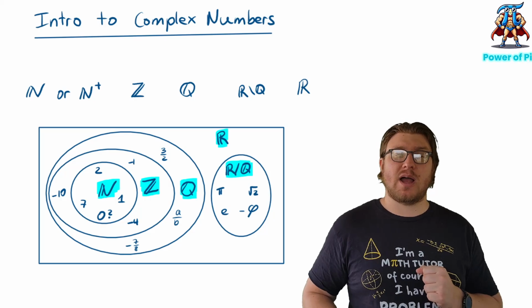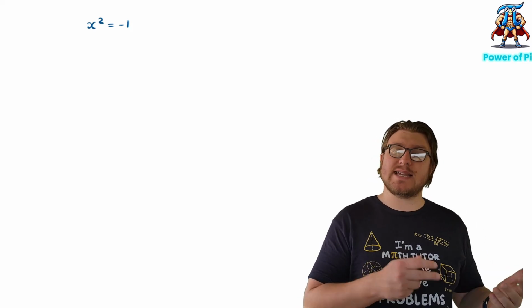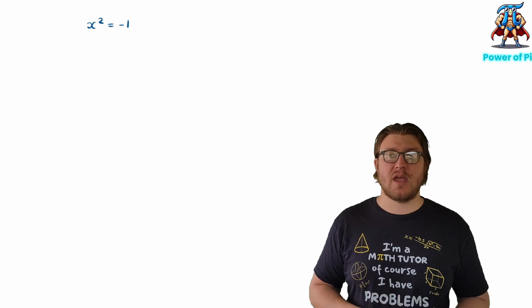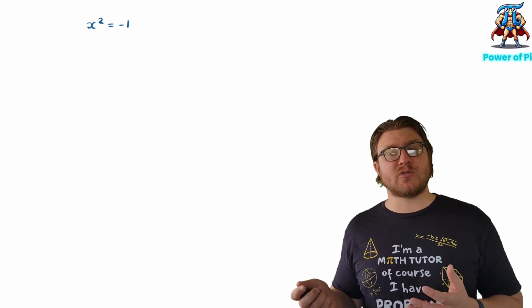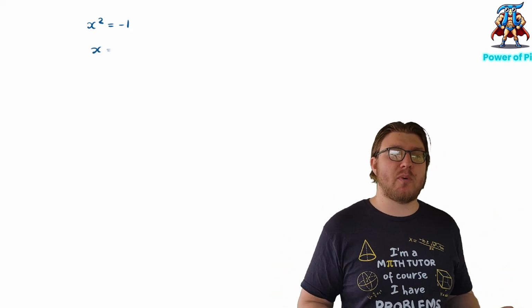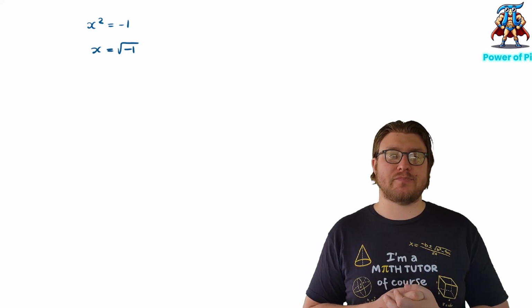However, unfortunately, we're not done. Let's have a look at this equation here. We have x squared is equal to -1. What are the solutions to this? Well, we have a squared, so let's take the square root on both sides. Then we get x is the square root of -1.